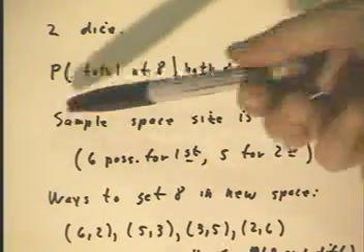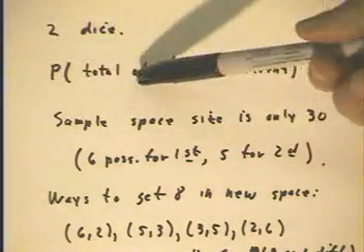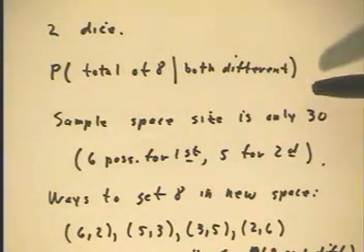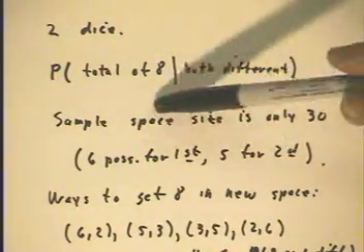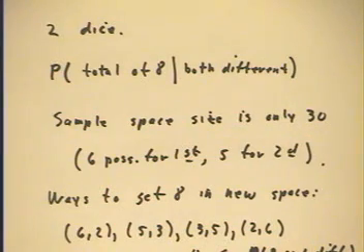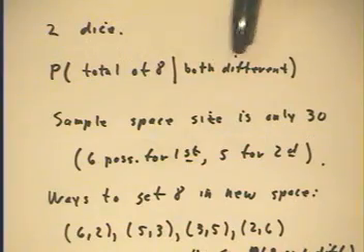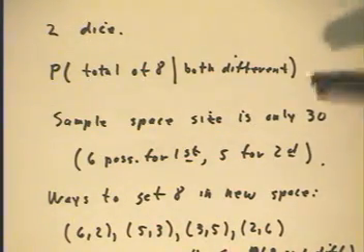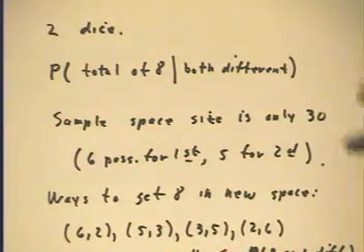The sample space for this probability can be thought of as being only 30. The size of the sample space is only 30, because you have 36 possibilities with 2 dice, but 6 of those are the ones where both dice give you the same result. So the probability of getting a total of 8 where both are different is going to be computed within that smaller sample space where they're both different. Okay?